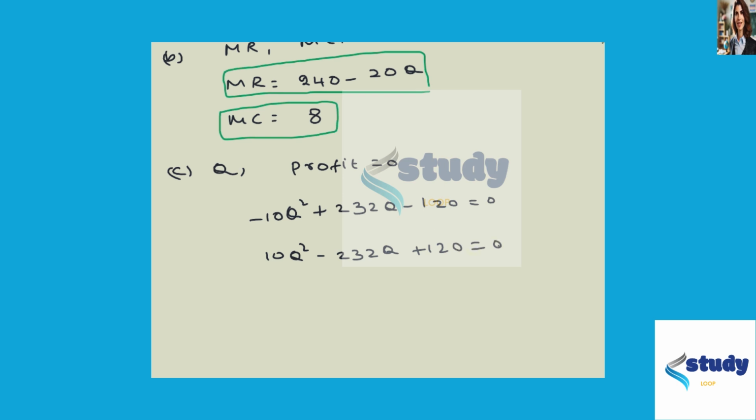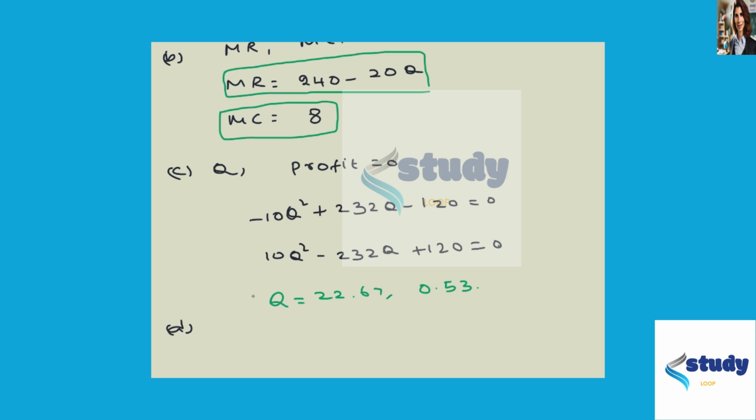Simplify this, we obtain the value of Q is equal to 22.67 and 0.53. So, at 22.67 and 0.53, the firm breaks even. Now, let us move on to part D.